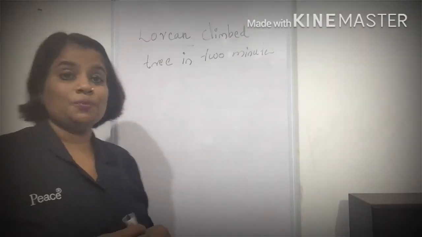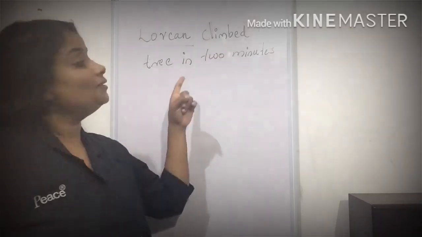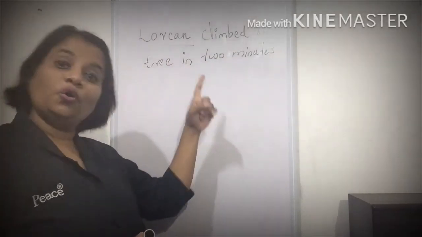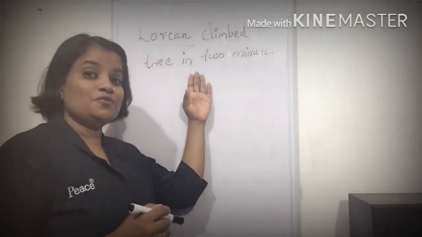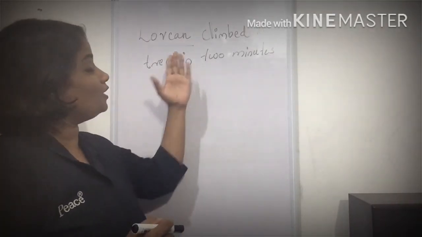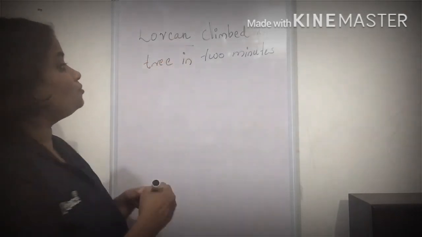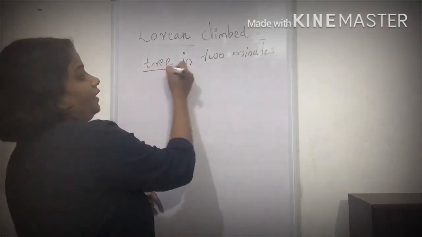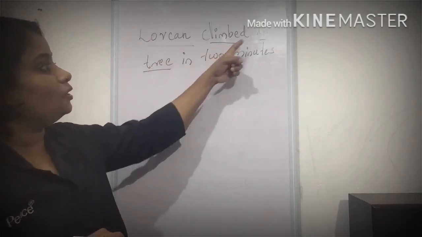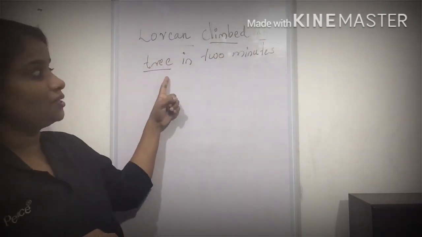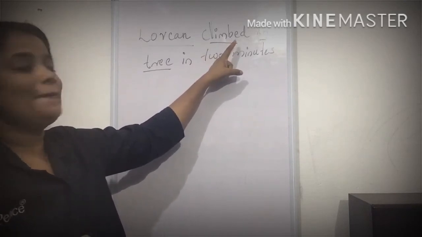Okay, next statement. Lorcan climbed the tree in 2 minutes. Is this active voice or passive voice? Yes, it is an active voice. So we need to transform the statement into passive voice. So first, what are the things we need to take into our account? The subject and objective case, the tree, and the verb. So Lorcan is the subject, climbed is the verb, and the tree is the object. Climbed is already given in the form of past tense. So the statement is past.